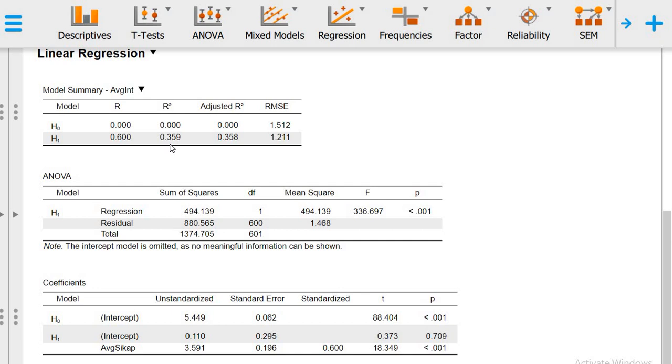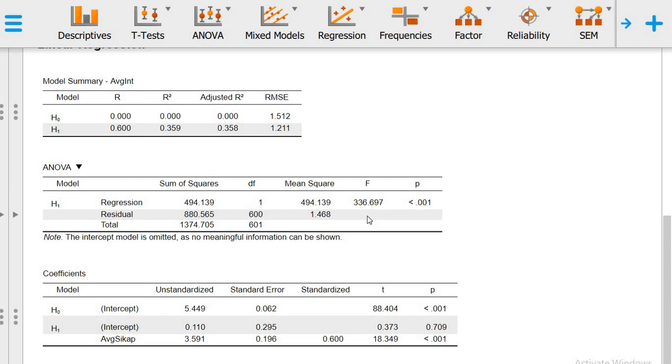This means the model can explain 35.9% of the variances in our dependent variable, or in other words, CCAP or attitude can explain 35.9% of the variances in intention. So that's more than 1/3 of the variances of intention that can be explained by our model.